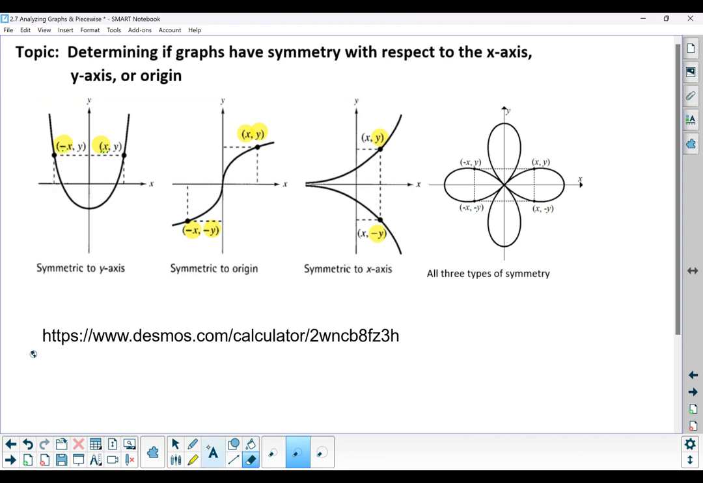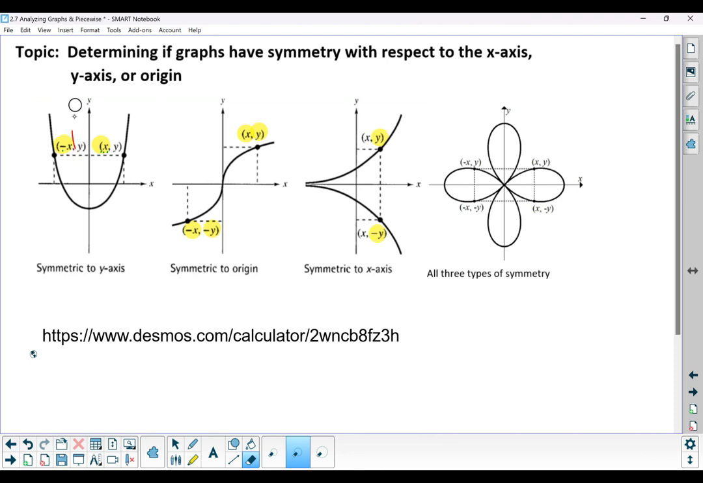Please note that if this graph, for example, had been shifted a little bit to the right, this is not symmetric with respect to the y-axis. So it still has a vertical symmetry, but it's not the y-axis anymore.